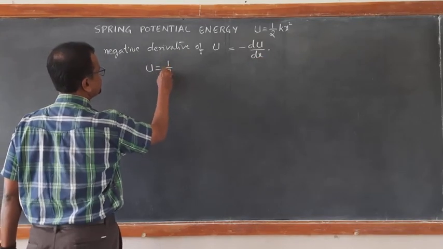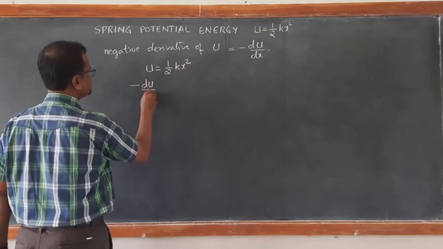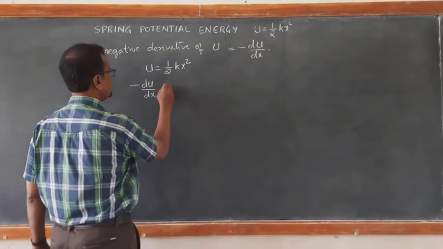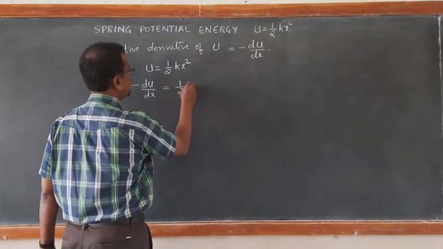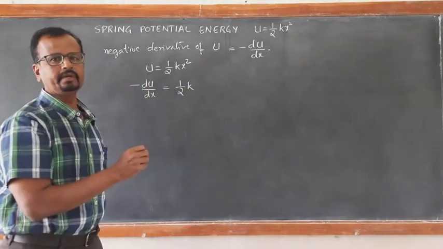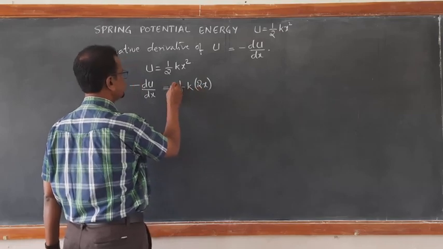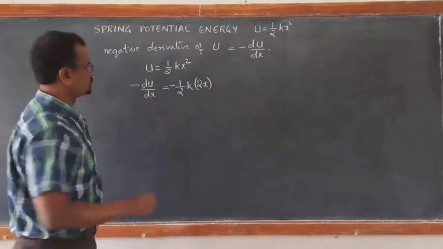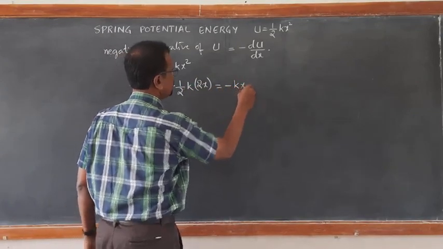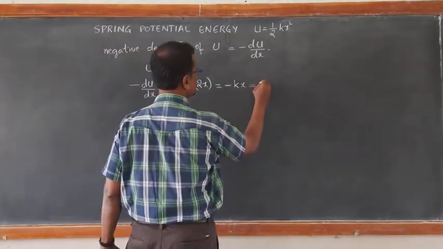U is equal to half kx square. Minus dU by dx means differentiating this equation with respect to x and then multiplying with a minus sign. Then we get half k as this. K is constant, half is constant. Differentiation of x square with respect to x becomes 2x, with the negative sign. So 2 cancels, and you are left with minus kx. What is minus kx? Minus kx is nothing but the spring force.